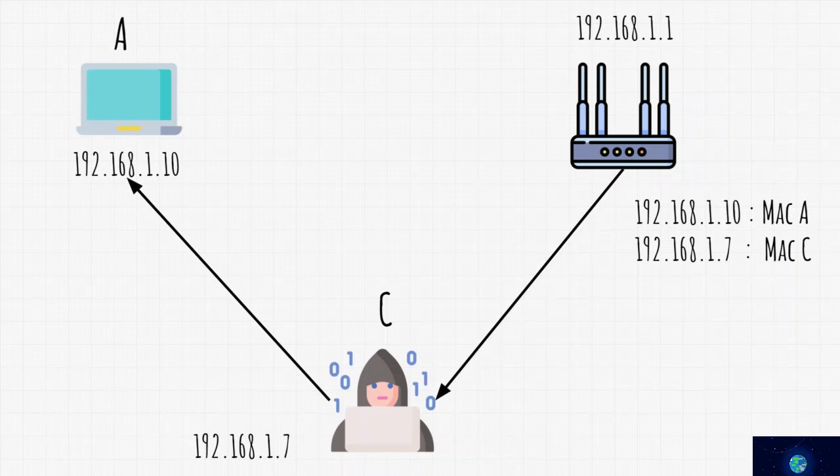Once Facebook receives machine A's request, it sends the response to our router, and then, since the router is also being spoofed, it thinks that we are machine A, and it sends back the response to us. Then we forward the response to machine A, so machine A has no idea that it is being spoofed since it is able to visit any pages and websites. This attack is called man-in-the-middle with the help of ARP spoofing.